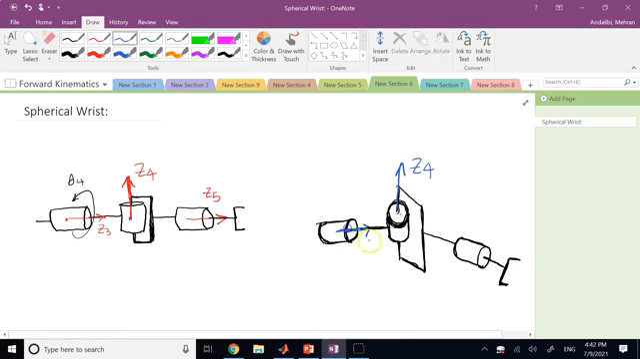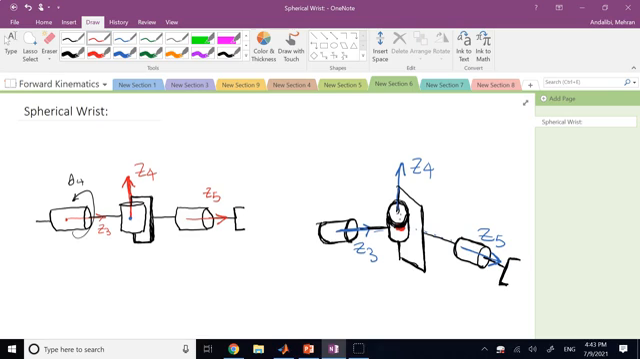Your Z3, as I said, is like this, and your Z5 is like that. So it's not like Z3 and Z5 are always parallel. And if you continue each one of them, extend them, you see they all intersect at one single point, which is here. This point, which we call the wrist point, is the intersection of Z3, Z4, and Z5. And in this case, I'm trying to select that point to be the origin of all frames 3, 4, and 5 to simplify everything.